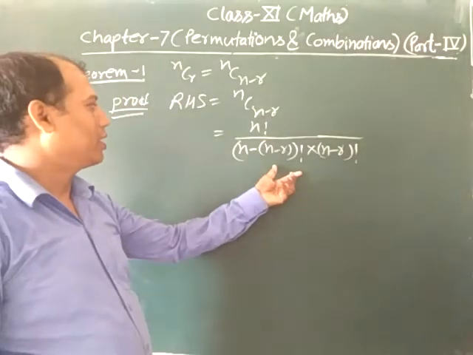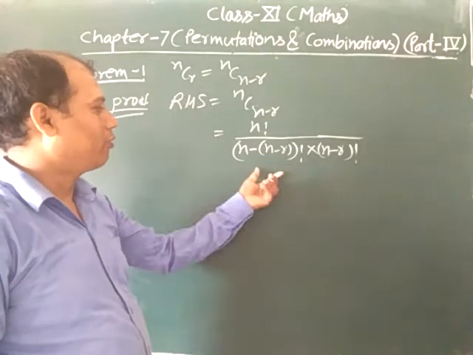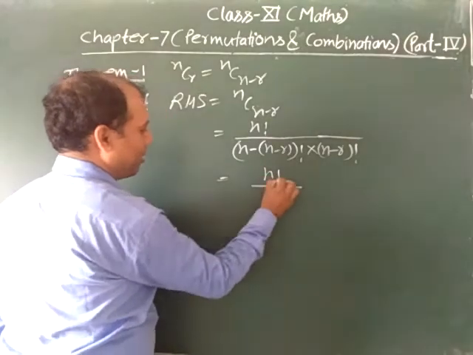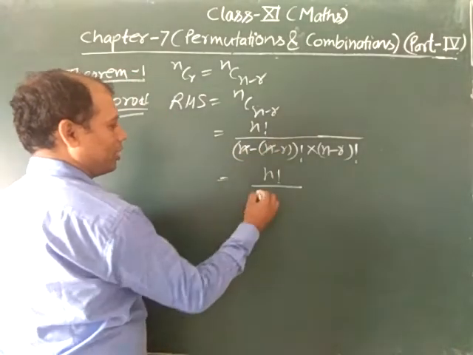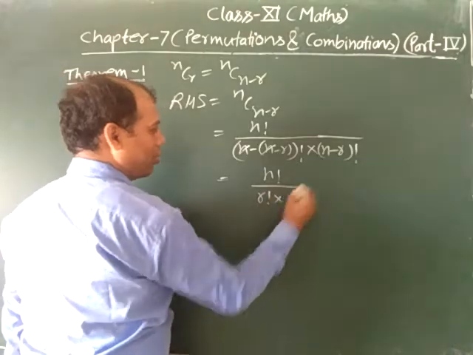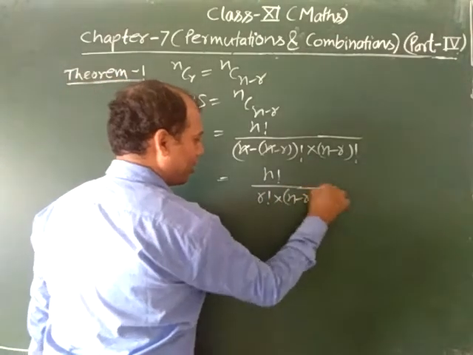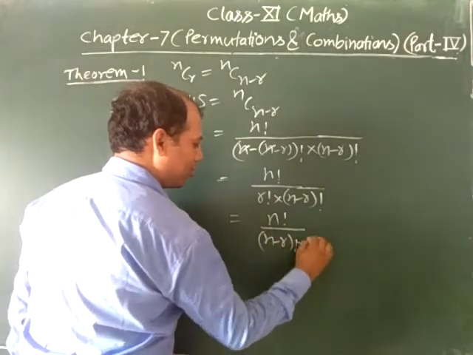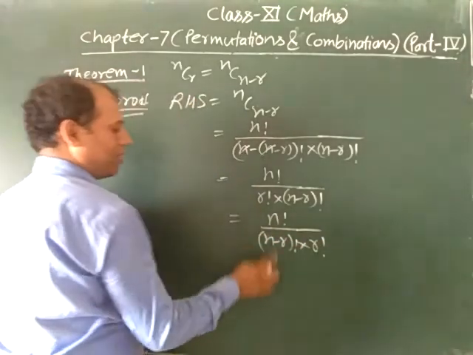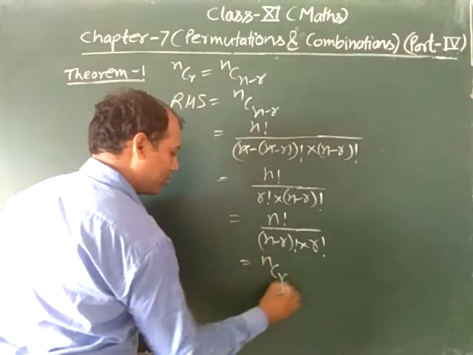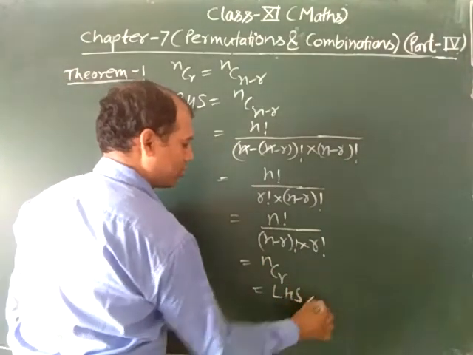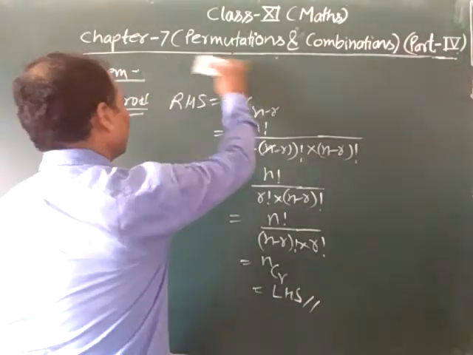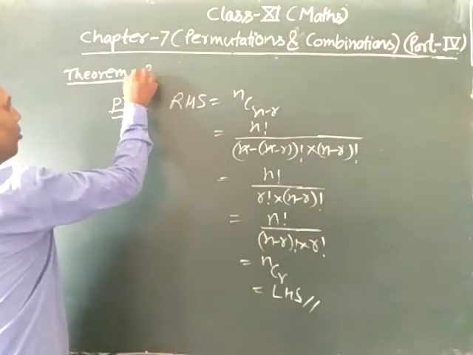You already know the formula for nCr, we can write it as factorial n by, this is cancelled out with this, we get factorial r into factorial n minus r, and this can also be written as factorial n minus r into factorial r, and this is the value of nCr. This is LHS. So this is the proof of this theorem. Now next theorem, theorem number 2.